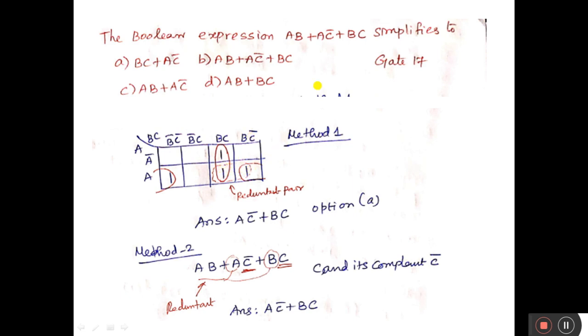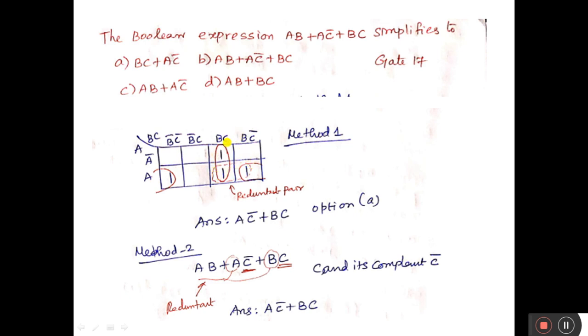The second term, AC bar. A is available here, and C bar appears here: A B bar C bar, and A B C bar. So I can write 1, 1 here. Next one, BC. So directly I can write 1 here.